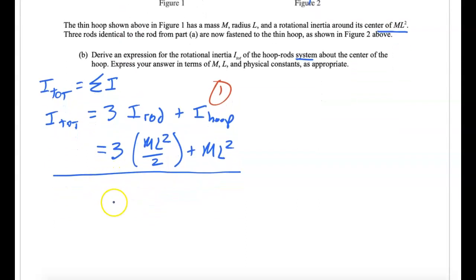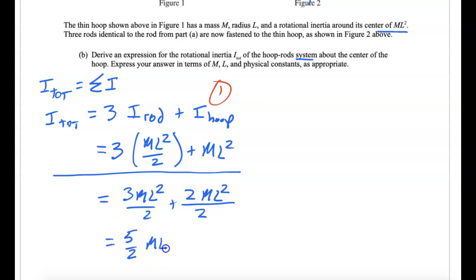Now at this point, we're still not done. We need to do a little bit more math. So this is going to be 3mL squared all over 2 plus, now we need to multiply this by 2 over 2, and that's 2mL squared over 2. If you add the two together, we end up with 5 halves mL squared. And that is where the second point comes from. So if you left it like this, you'd only get 1 point. If you work it all the way down so that you have one thing instead of two, you end up with that second point.